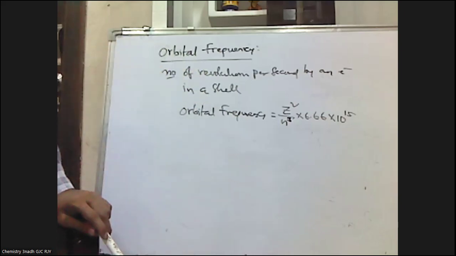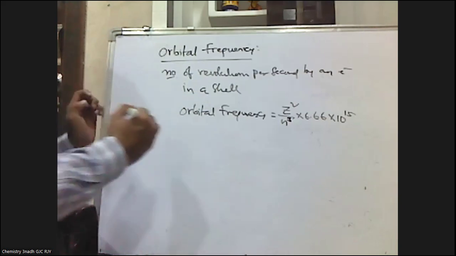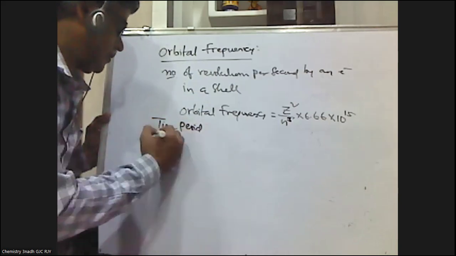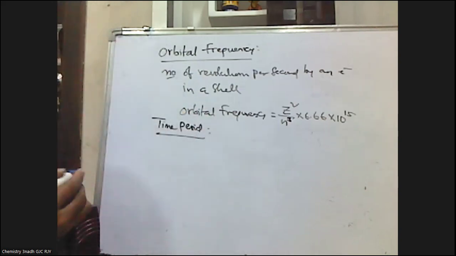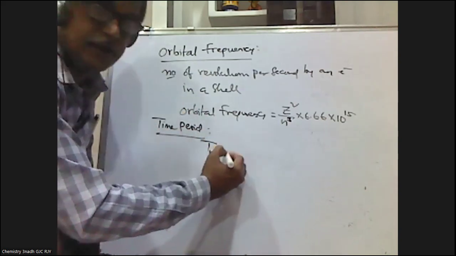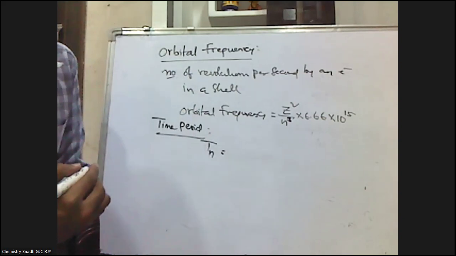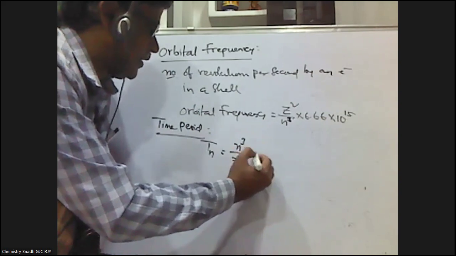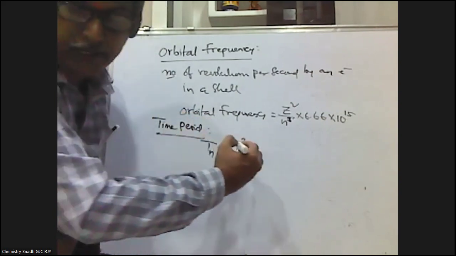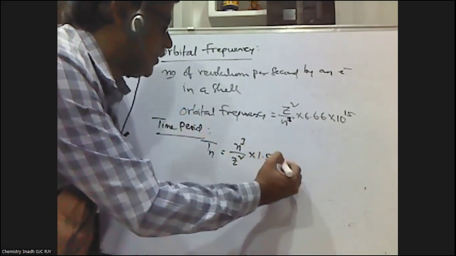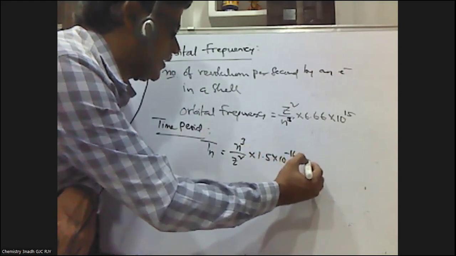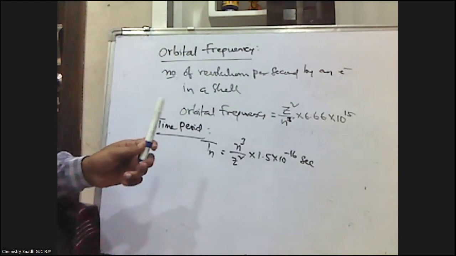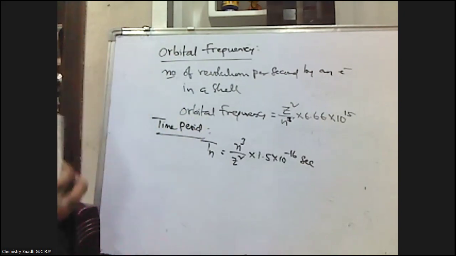And the last one is time period. The expression for the time period, Tn, is equal to n cube by z square into 1.5 into 10 to the power of minus 16 seconds. So this is the expression for the time period.